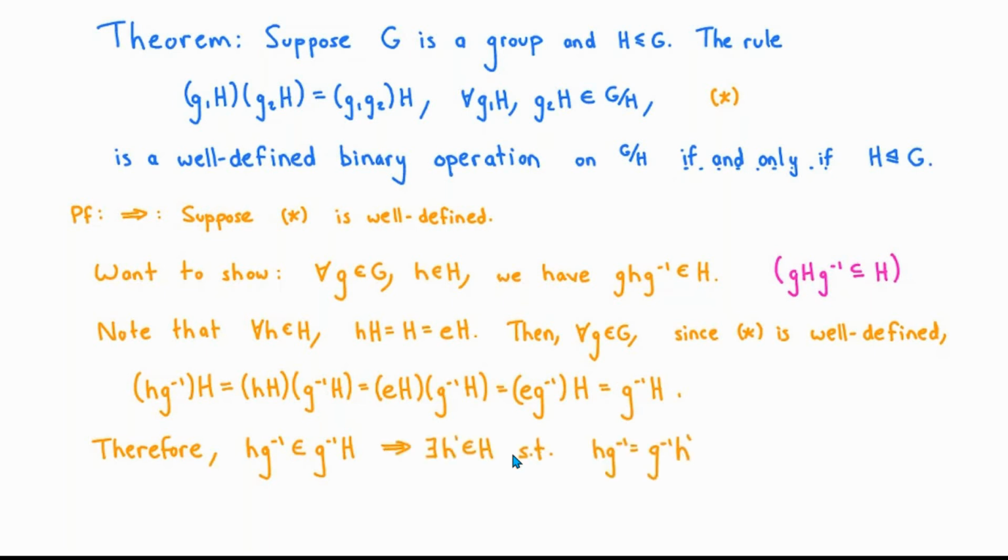Well, that means that there's an h prime in H with the property that h g inverse is equal to g inverse times h prime. And now left multiplying both sides of this equation by g gives me that the conjugate of h by g is equal to h prime for some h prime in H. Well, now we've shown that for any g in G and h in H, g h g inverse is an element of H. So we've reached the desired conclusion that H is a normal subgroup of G.